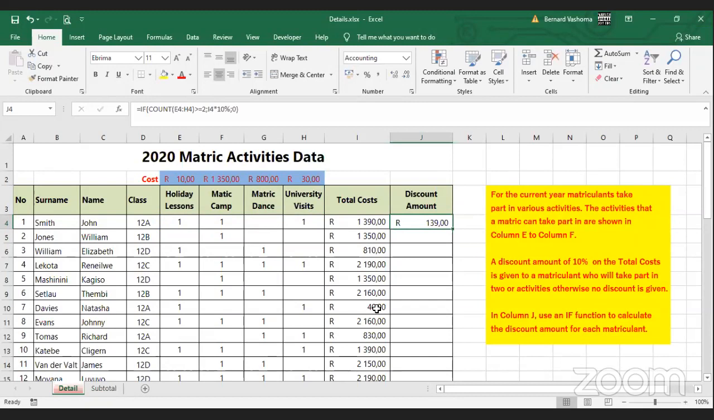All right, so this means that this learner is going to get 139. As you can see, 139 is 10% of 1,390. If you copy going downwards, you're also going to see something like that. This one doesn't get a discount because it's only taking part in one activity.